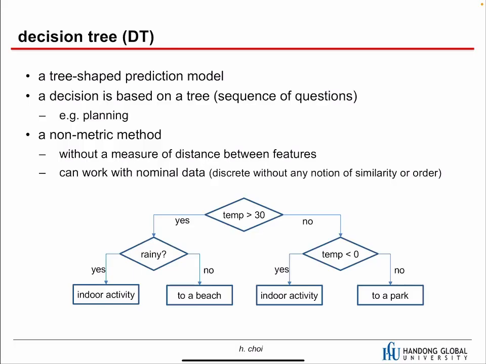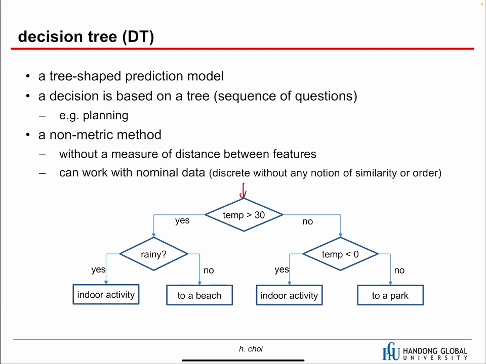And the next algorithm is the decision tree. It is a tree-shaped prediction model, and the decision is based on the tree. So there is a sequence of questions. Take a look at this example.